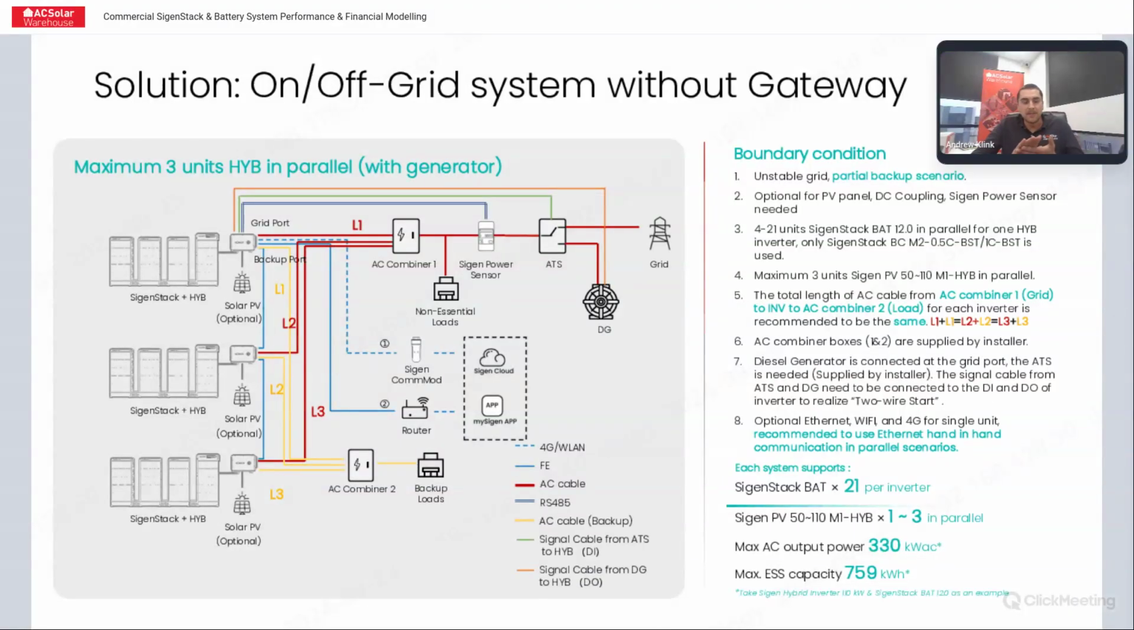Now, this is a similar example, but just adding the generator in. In this case, we've got the generator, we've got an ATS, and the generator is connected to the grid port of the inverters. So if you have a blackout, we'll switch over to the backed up loads here. You can also draw power through the grid port of the inverters for any generator backup power that's required if you run into a situation where the batteries need a bit of a top up during a blackout.